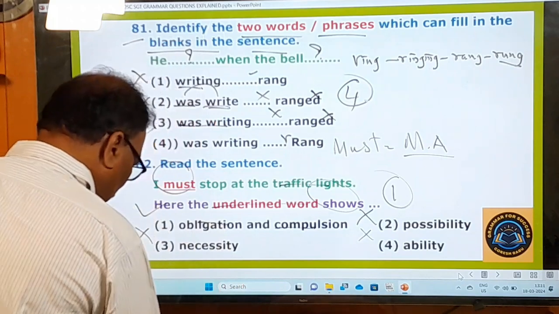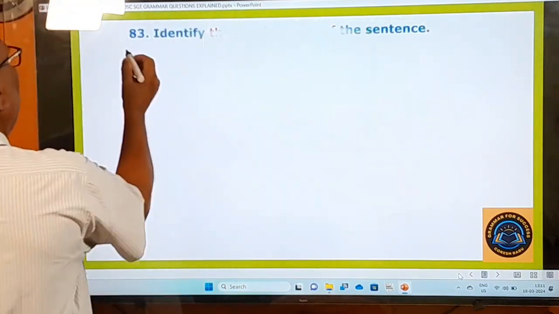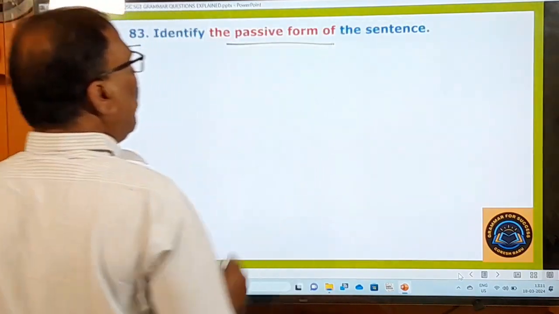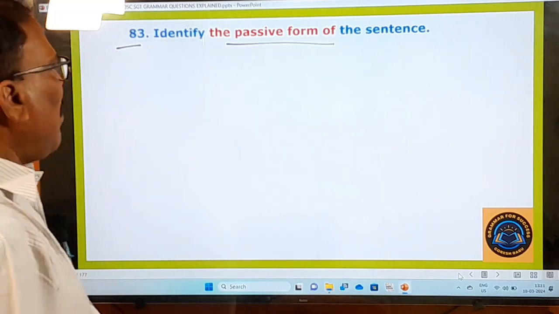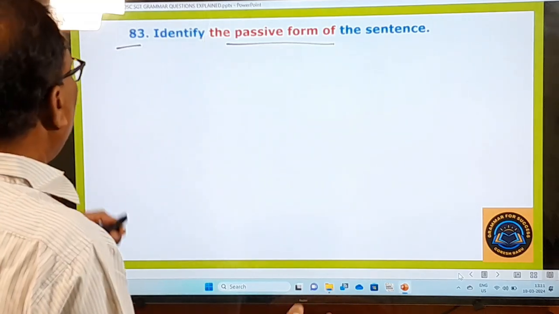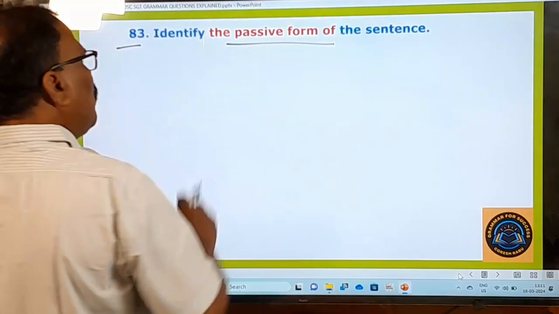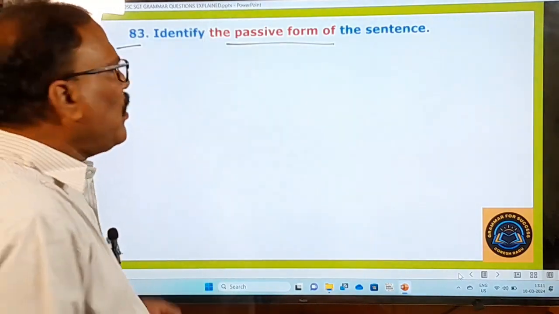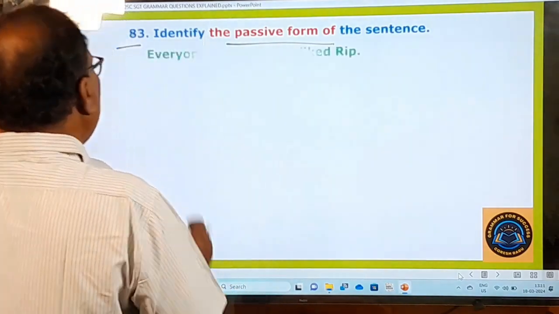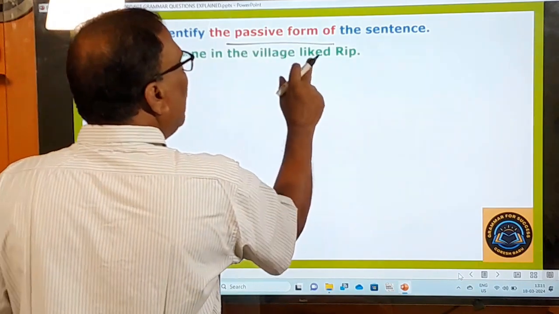And now let's move on to the next question. The 83rd one: identify the passive form of the sentence. What is the passive form of the sentence? Passive form means he must have given you the sentence in the active voice. What is that active voice sentence? Let us see that. "Everyone in the village liked Rip."